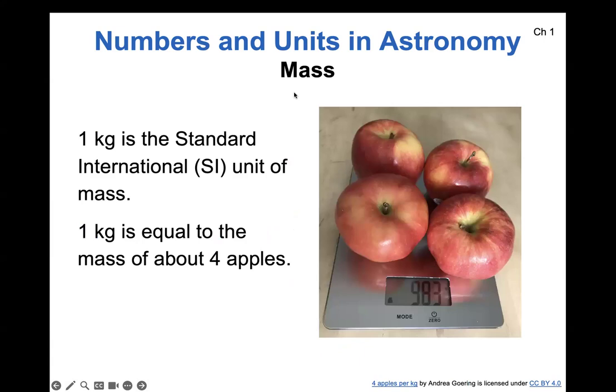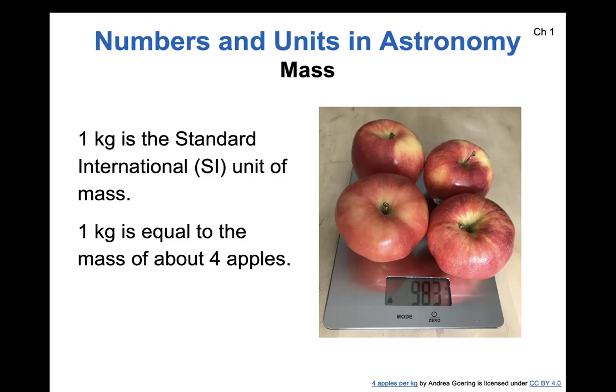So mass, well, the kilogram is the standard international unit of mass. Do notice that it's the kilogram, not the gram. That's an easy mistake to make. Just keep that in mind. So 1 kilogram is equal to the mass of about 4 apples. Okay? Now, that's only true on Earth.